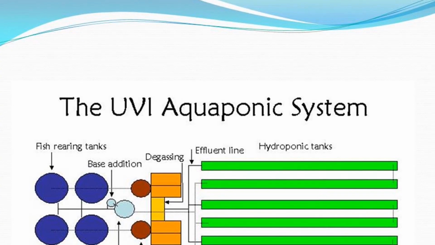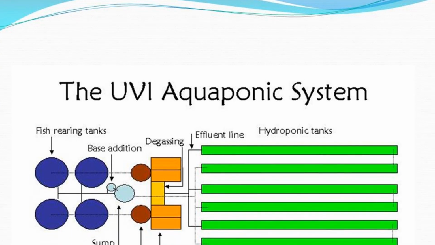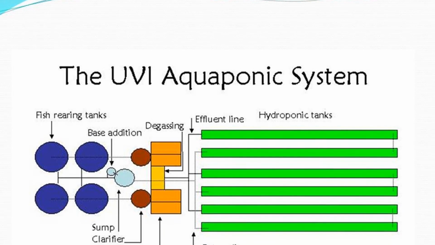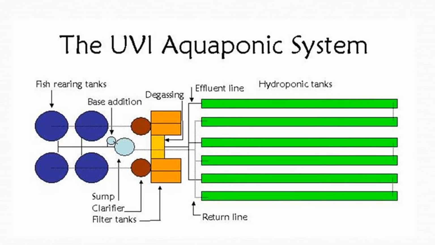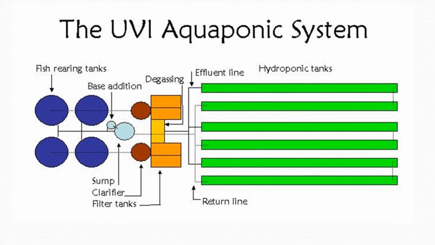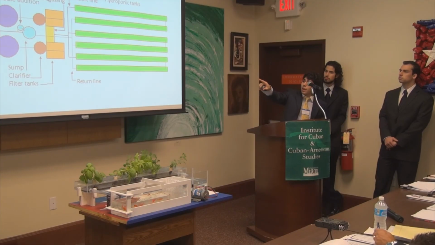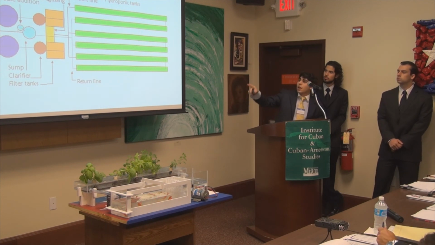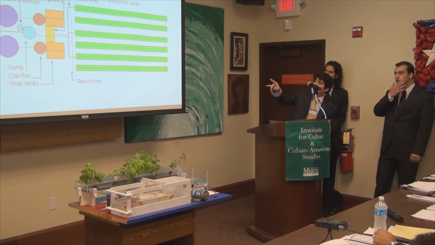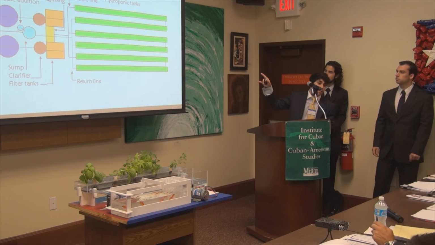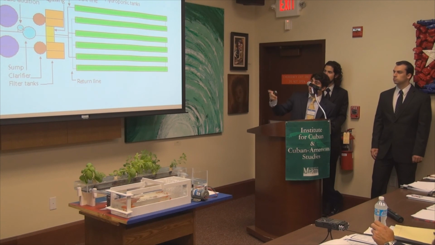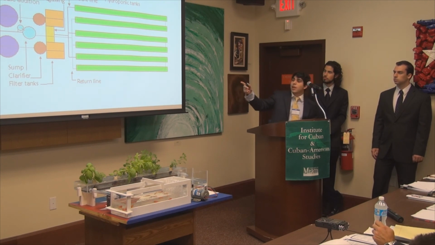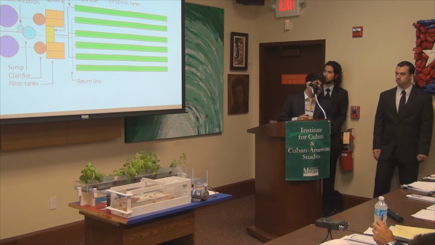So this is a model of the aquaponic system that is already in place in the United States Virgin Islands. You have fish breeding tanks, and then you have base addition tanks that render that part of the inflow. And upstream, you also have the degassing tanks, and then it moves the effluent into the hydroponic beds. And you also have return lines stemming from other hydroponic beds, which lead right back into the fish rearing tanks.